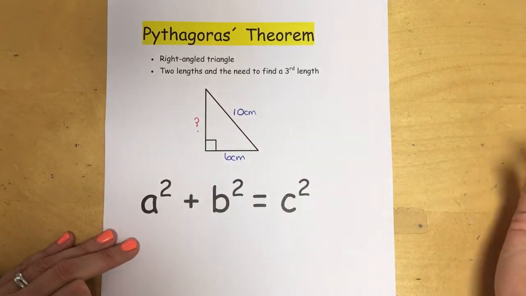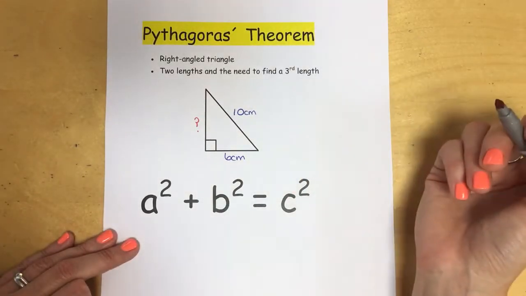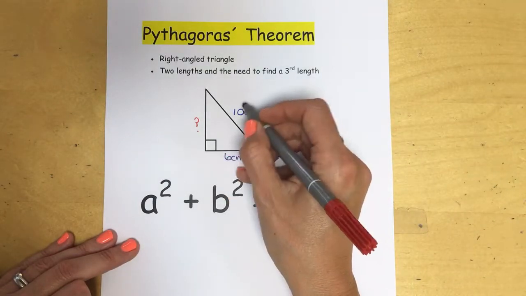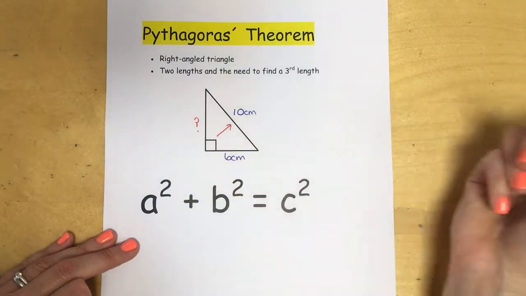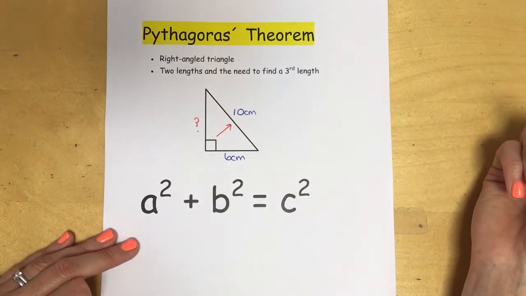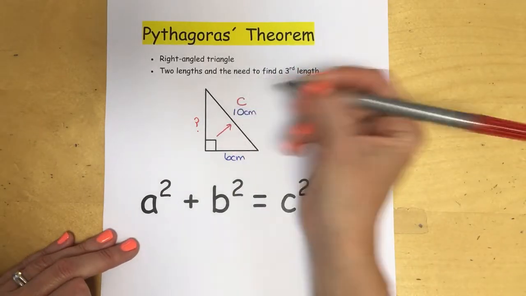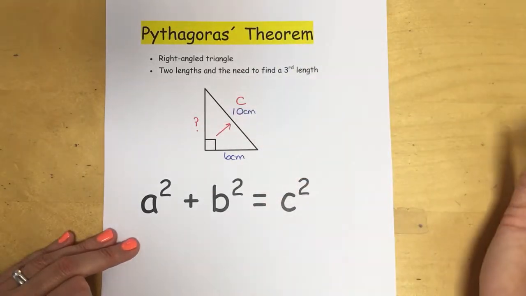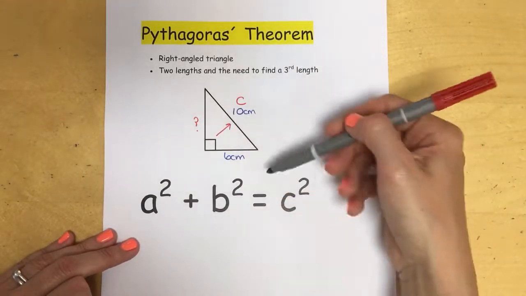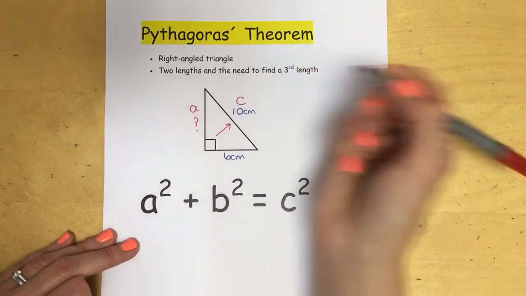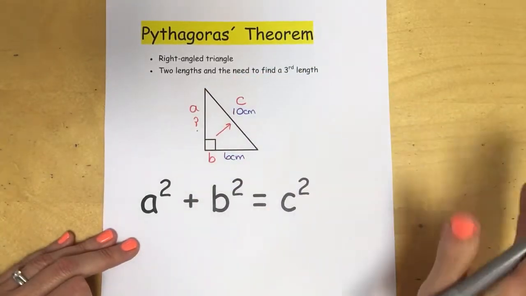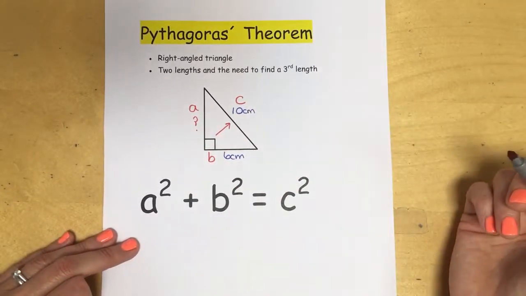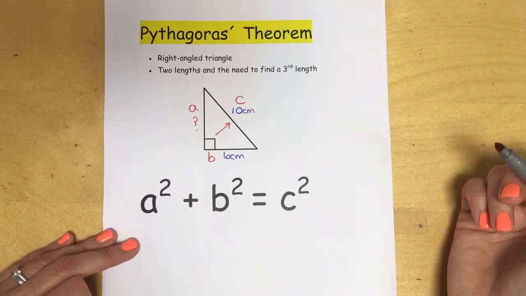So the first thing that we looked at doing was labeling the triangle. The first thing I talked about in the previous video was labeling the longest length, which is always opposite the right angle, and we always label that one C. And then the other two lengths, it doesn't matter whether you call them A or B. I'm just going to call this one A and this one B, but that really doesn't matter. The most important one is the longest length, the hypotenuse, that we refer to as C.